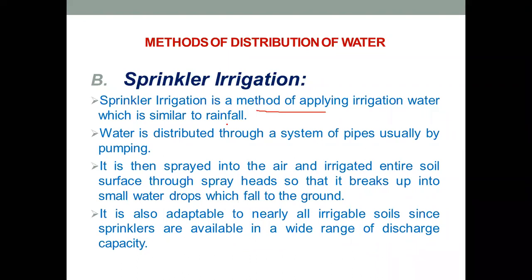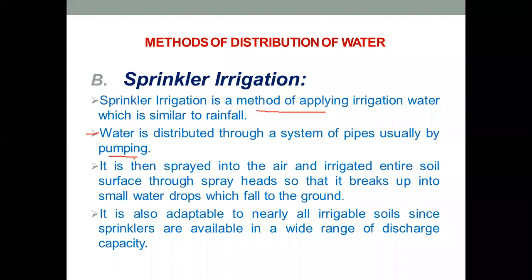Okay, in the form of artificial rainfall. Next point is the water is distributed through a system of pipes, usually by pumping. Okay, so sprinkler irrigation is used basically when there are underground sources of water, or groundwater sources. That means there are wells or tube wells near an agricultural field.